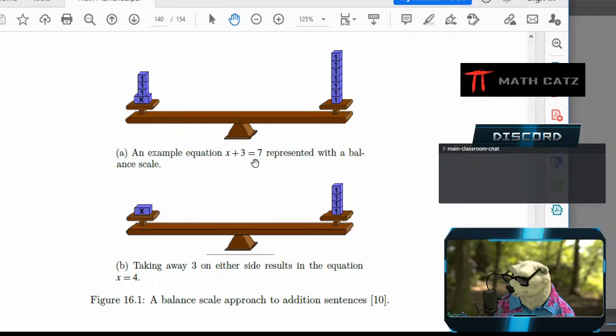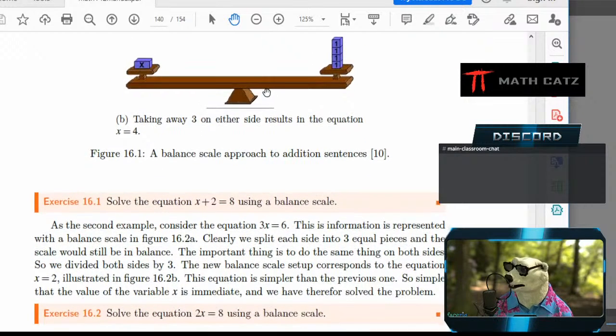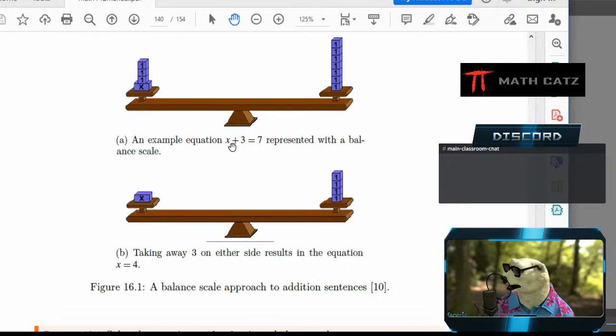And of course, logically, it's not a big step to say that if I take 3 blocks off on each side, then everything is still in balance, which says that I can subtract an amount as long as I do it on both sides of the equation, and the resulting equation has the same information. It's the same scale, same thing. And that way I can see what the mystery amount is. It's equivalent to 4 units.